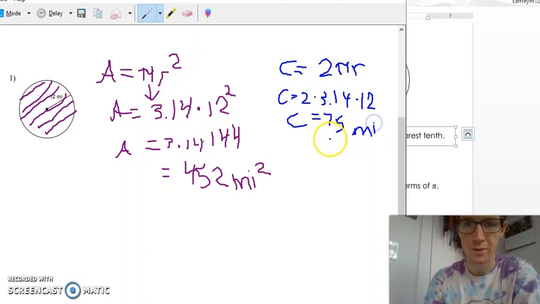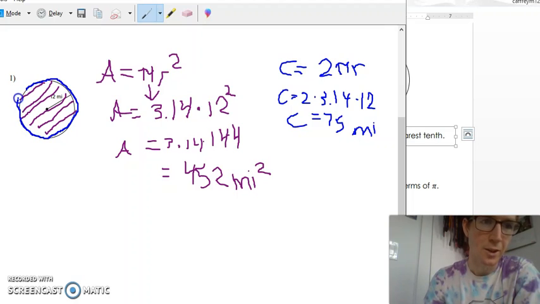Because circumference, maybe I didn't explain this in this video, but it's just the distance all the way around a circle. So if I'm trying to run around this circle, that's how far I would run. If it's 12 miles from the center of the circle to the outside, if I want to run all the way around the circle, let's say this is a city. The city is 12 miles from the center to the outside. If I want to run all the way around it, I'd run 75 miles. So a pretty big city. But that's how you find area and circumference.